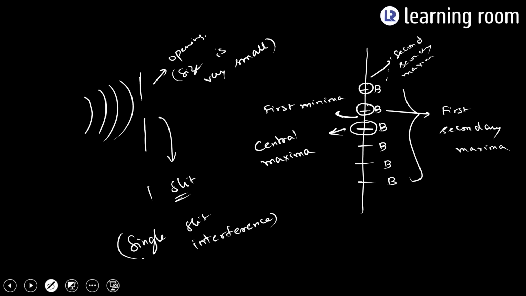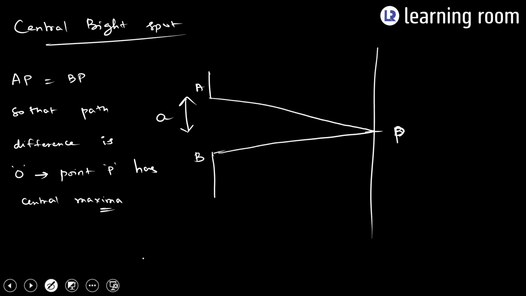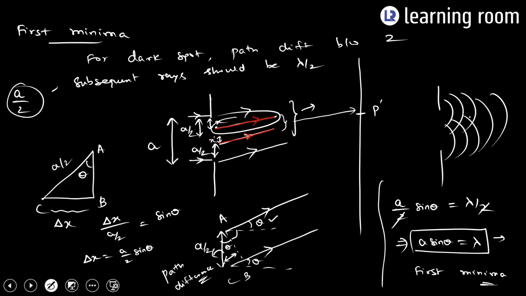Is that right? Now, for the central bright spot, what was the explanation that we gave? That the rays coming from the top and the bottom are both traveling the same distance, so the path difference between them is zero. As a result, the central spot is the brightest spot, which you also call the central maximum. After the central maximum, you have subsequent minimum, maximum, minimum, maximum. So after the central maximum, we need to give an explanation for the first minimum, right?